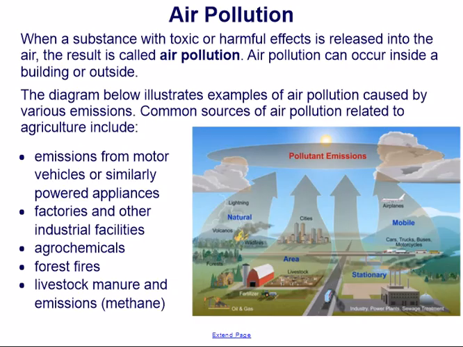Air pollution. When a substance with toxic or harmful effects is released into the air, the result is called air pollution. Air pollution can occur inside a building or outside. The diagram below illustrates examples of air pollution caused by various emissions. Common sources of air pollution related to agriculture include emissions from motor vehicles or similarly powered appliances, factories and other industrial facilities, agrochemicals, forest fires, and livestock manure and emissions, or methane.